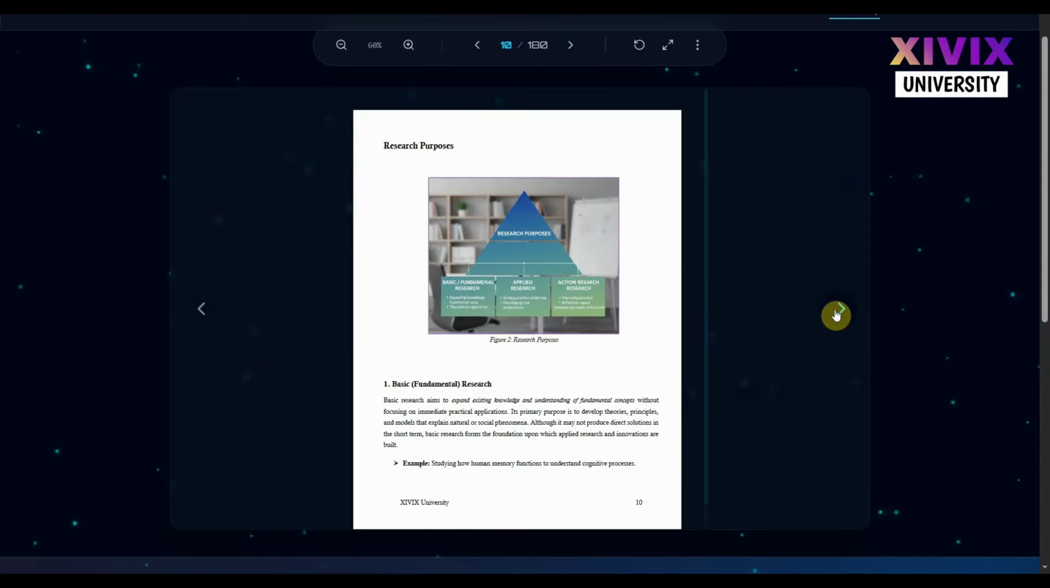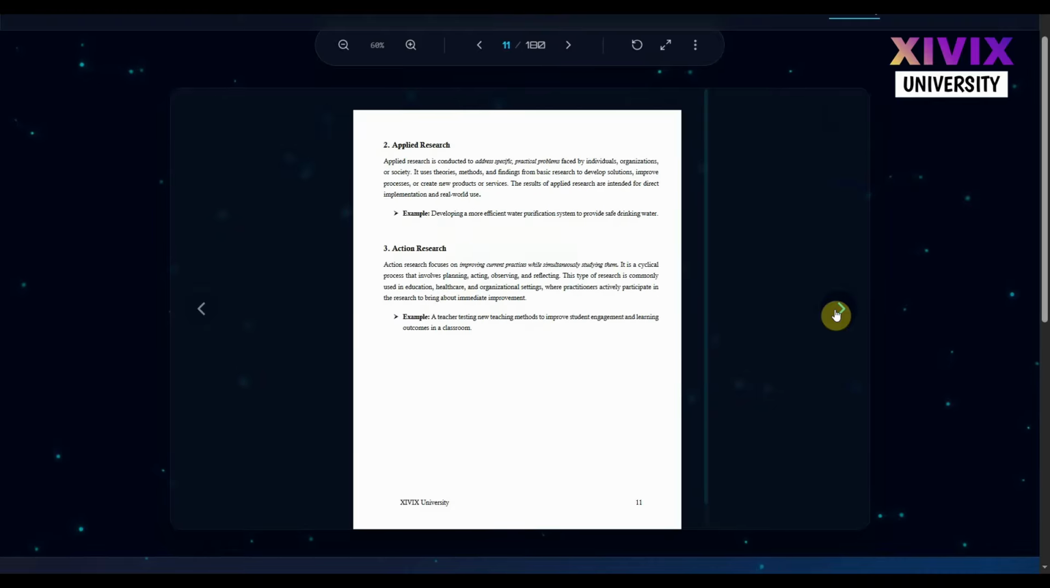An applied research is conducted to address specific practical problems faced by individuals, organizations, or society. So it basically uses theories, methods, and findings from basic research to develop solutions and help come up with the resolutions and improve processes and create new products or services. So the better example we have here is about developing a more efficient water purification system to provide safe drinking water. So this type of research is related to real-world implementations.